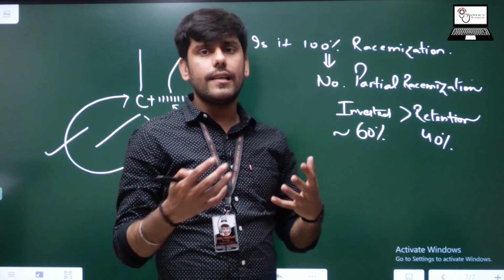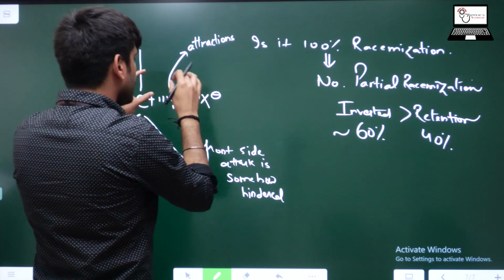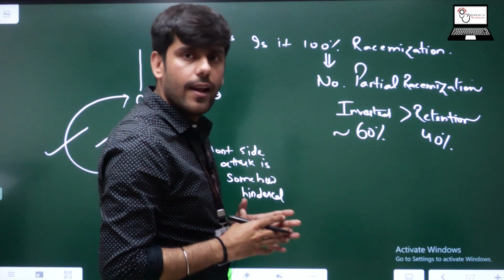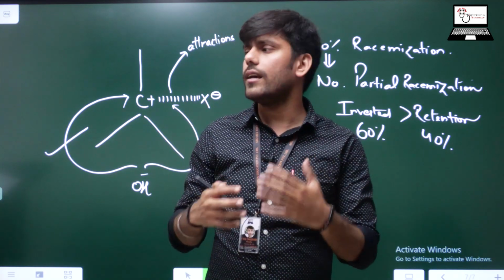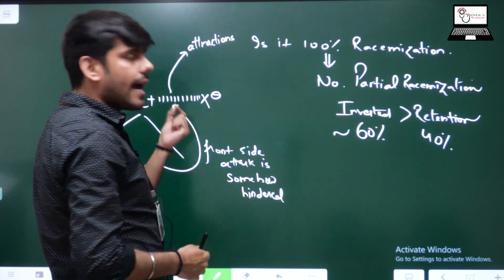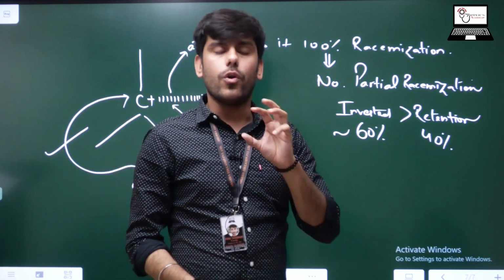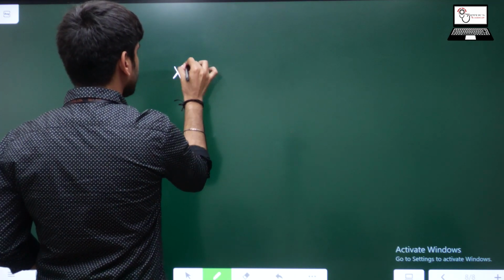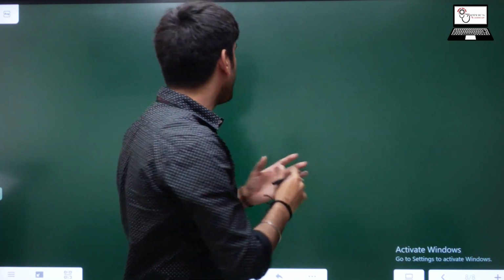Now you might have a question: if there are forces of attraction between this carbocation and the halogen anion, then why is there front side attack? Why isn't it 100% backside attack? What made this attack somehow facile? The answer to this question is polar protic solvent. Now, what happens in the presence of polar protic solvent? I have this anion, and this anion undergoes solvolysis, or if it is water, we call it hydrolysis.